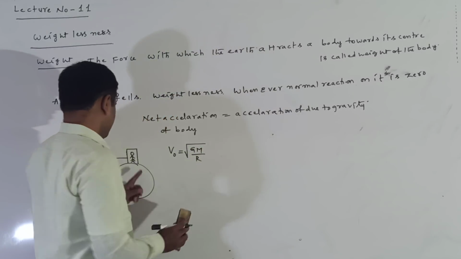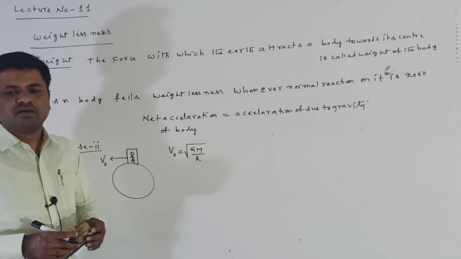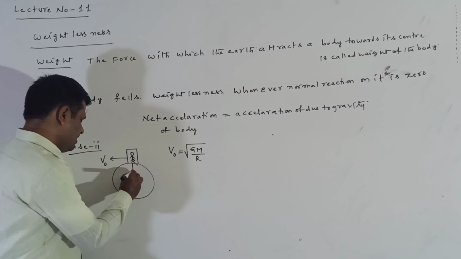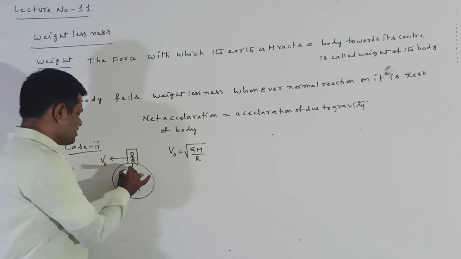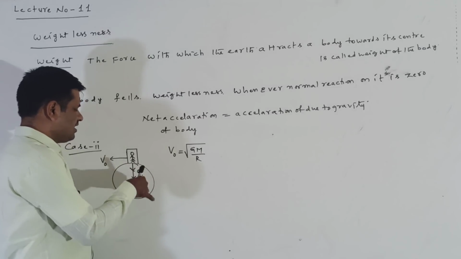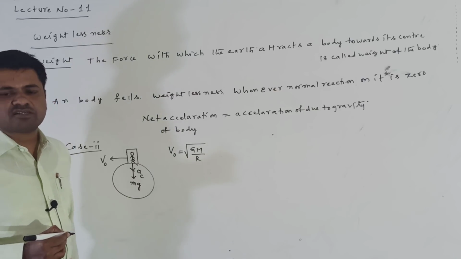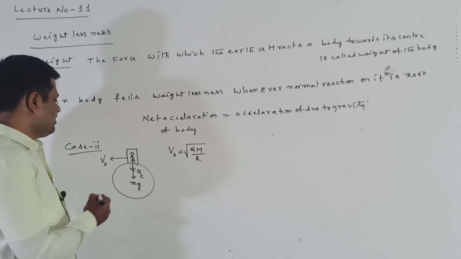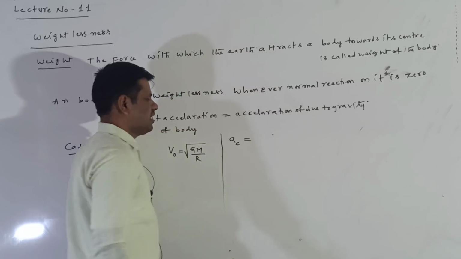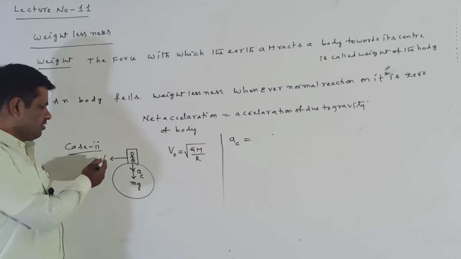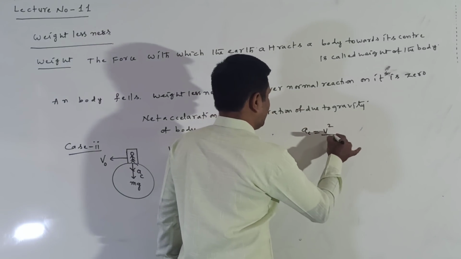Now the person is inside the satellite, and that satellite is revolving around the earth. In this case, the weight of the person acts towards the center of the earth. The centripetal acceleration a c is also acting towards the center of the earth. The centripetal acceleration of the satellite can be written as a c equal to, with its velocity v0, the general formula a c equal to v square by r.